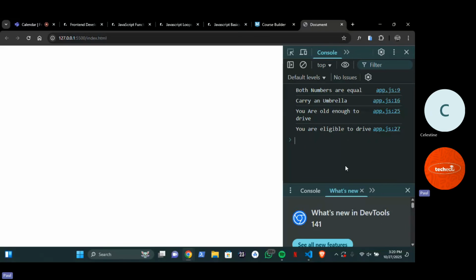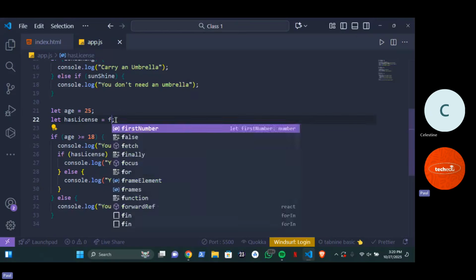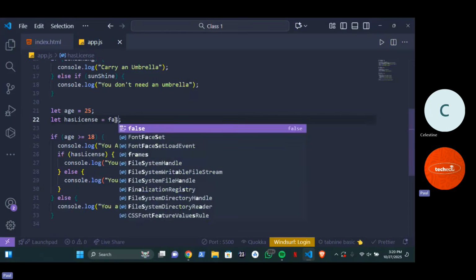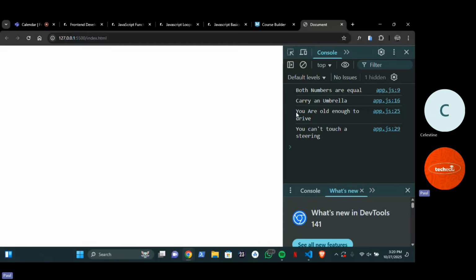Now looking at this here, you have: You are old enough to drive. But now let us say it is false here. So let's have this place as false. What is it going to say? It's going to print out: You can't touch the steering. Yes, we know that you are old enough to drive, but you can't go ahead to drive the car. Do you get it now? Because you have to have a license. The license is like proof that you actually went to a driving school. Do you get it now?